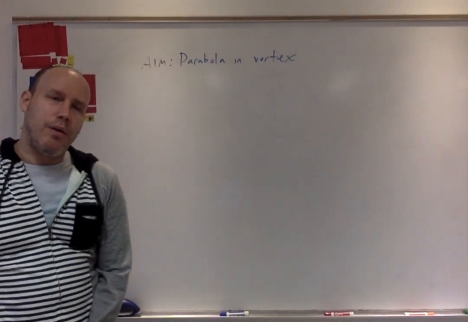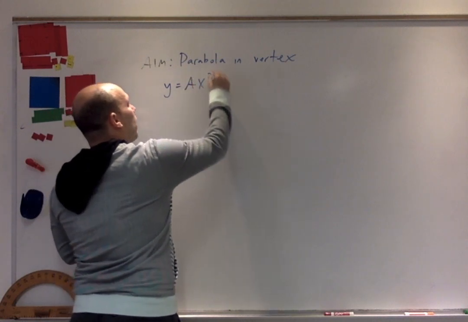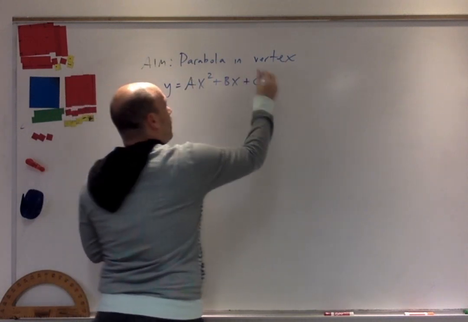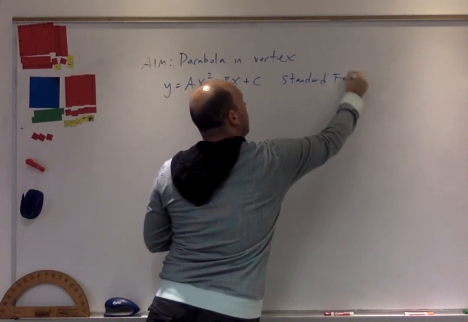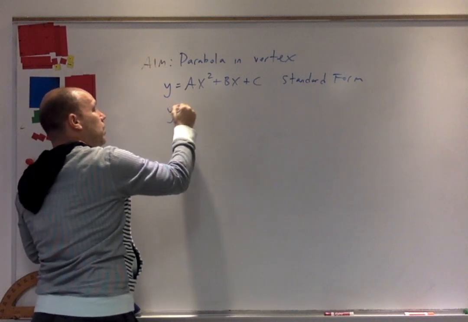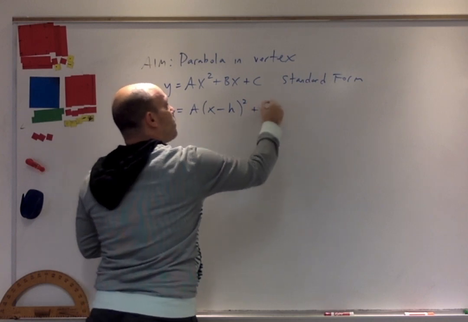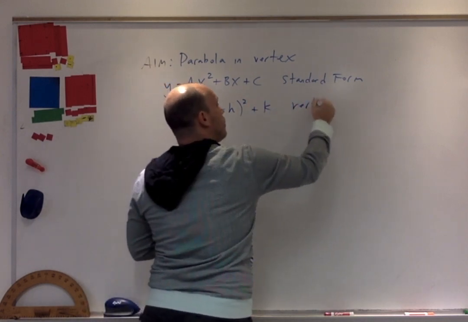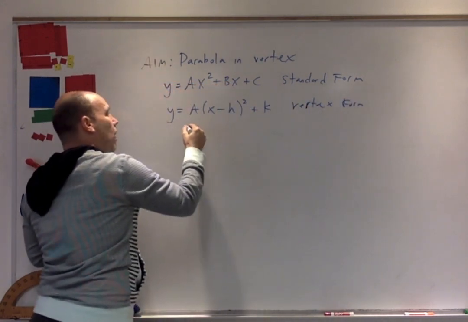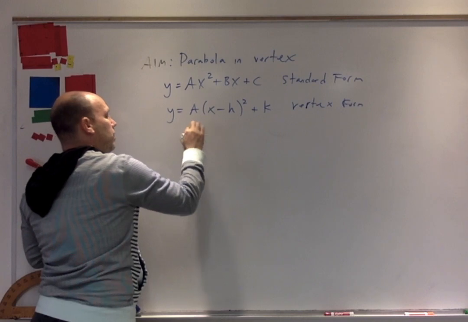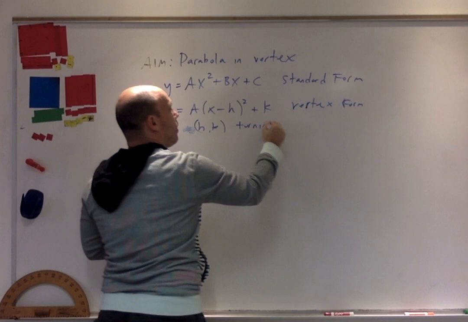Okay, what we saw in the video is that we can represent the parabola y equals ax squared plus bx plus c, which is known as the standard form. We can represent it using the equation y equals a times (x minus h) squared plus k. This is known as vertex form, where (h, k) is the turning point.